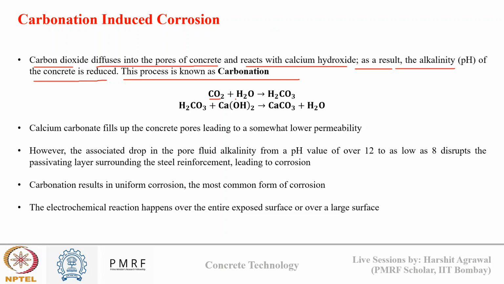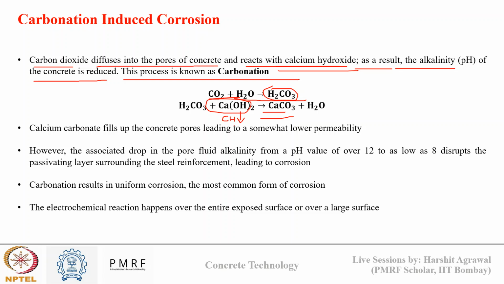Initially there is moisture inside concrete. In the presence of moisture, CO2 combines to form carbonic acid, so this H2CO3 is formed initially. Now this H2CO3 will react with calcium hydroxide, which is present in the pore solution of concrete, to form CaCO3. Now in this process, what is happening? Calcium hydroxide is getting consumed, so the pH of concrete will lower down.